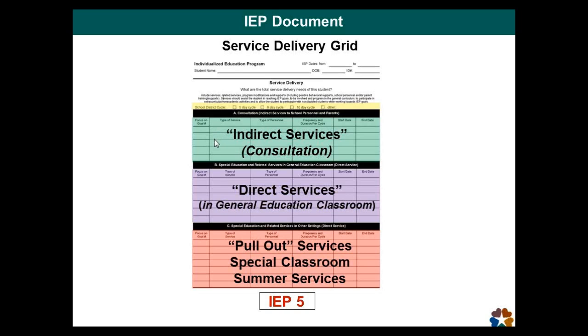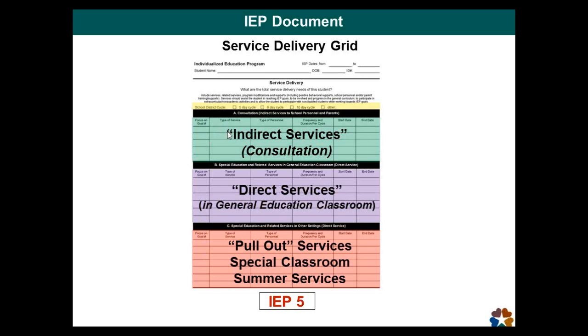Okay, the way this grid is filled out, and it's the same with direct services and pullout, is on the left you have what goal they're going to be focusing on. For every single service that's listed, there must be a goal or goal area that is mentioned here, and it's referenced by number. So remember when I was talking about the page with the goals, which was IEP 4, and I said you start off with a number for that goal. That's the identifier, if you will, the numerical identifier for that goal, and that needs to be noted over here.